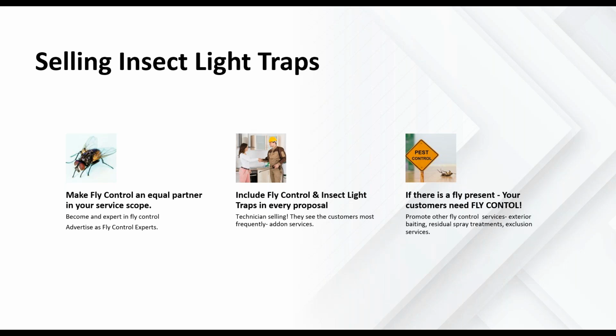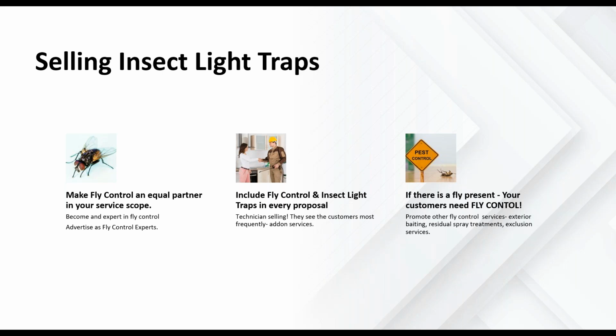So making fly control a part of your service scope is the first step with regards to doing this. So you need to become, first off, an expert in fly control, and actually attending this discussion is a good first step with regards to that. But also, you need to advertise that you know what you're talking about. When you get questions about fly control, include the fly control or insect light traps in every proposal.